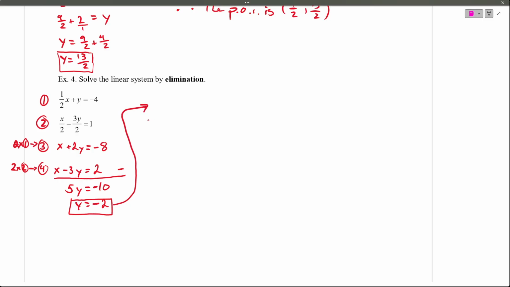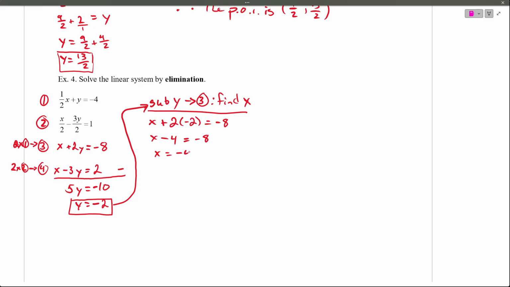I'm going to substitute it into equation 3 because I don't want to deal with the other ones. So in this case, we're going to say sub y into 3, and our goal is to find x. Okay, so in this case, we have x plus 2 times our y, which is -2, equals -8. So we have x minus 4 equals -8. So when we bring that -4 over to the other side, we're adding, so we have x is equal to -4.